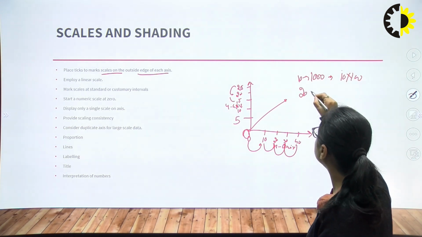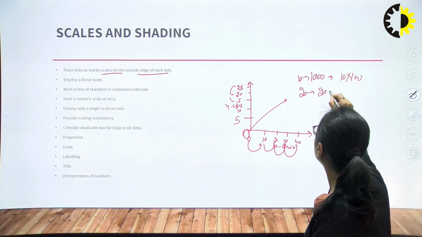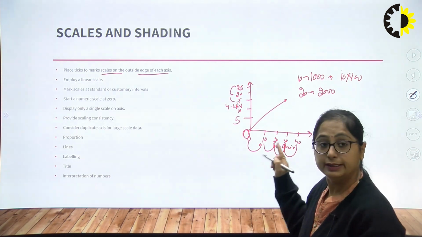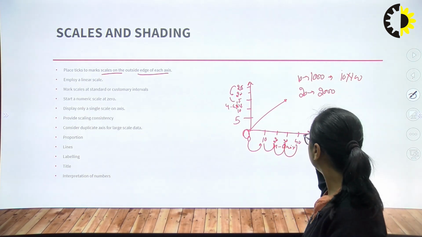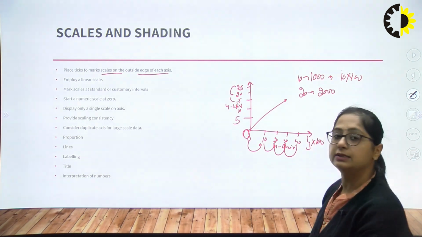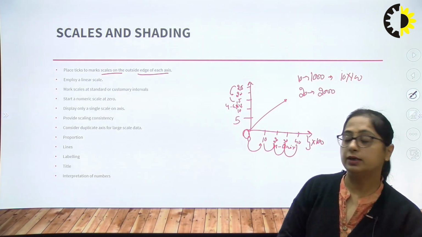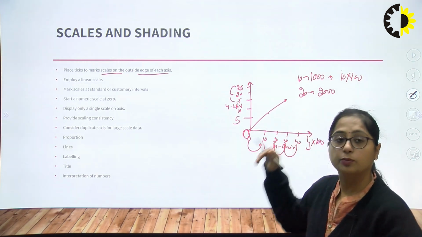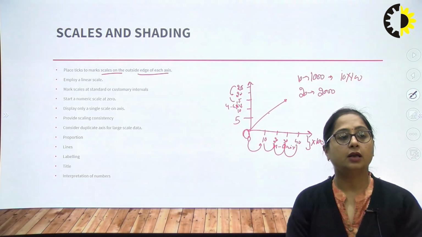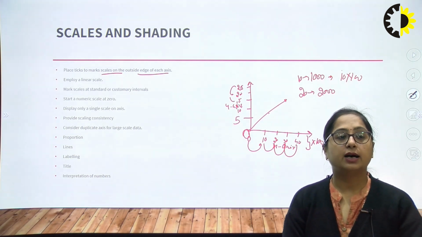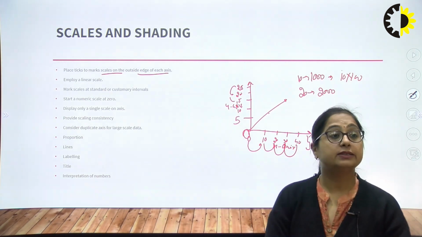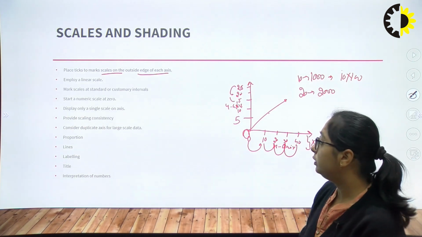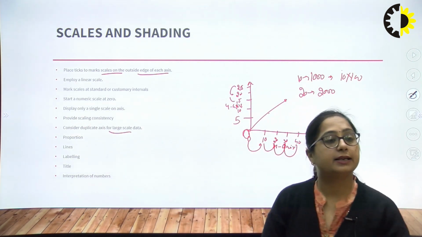Okay, suppose this is 20, so 20 means here 2000. So the whole scale will be multiplied by 100, not only the 10. If we multiply the whole scale by 100, we get the actual intervals or actual data. Based on that, we just plot the line or plot the graph. Okay, and consider a duplicate axis for large scale data. Sometimes we have complex data and we have to analyze it based on 3 axes. So you can use a duplicate axis here for large scale data also.